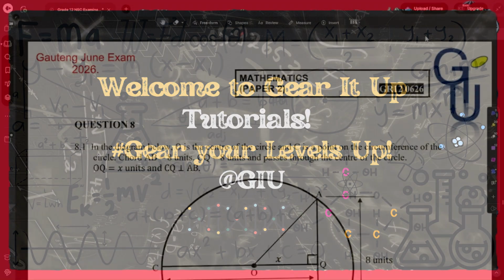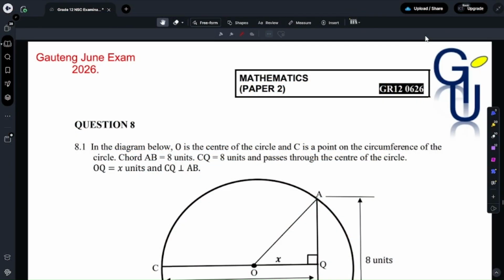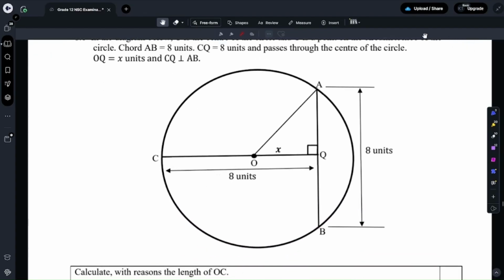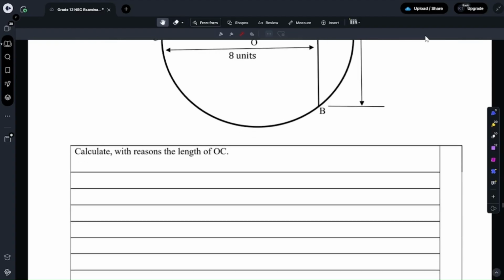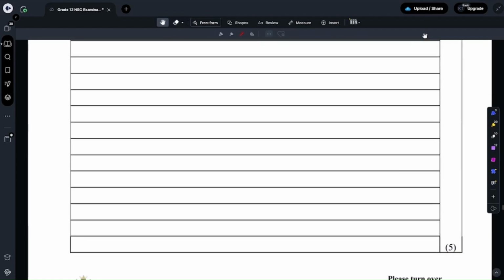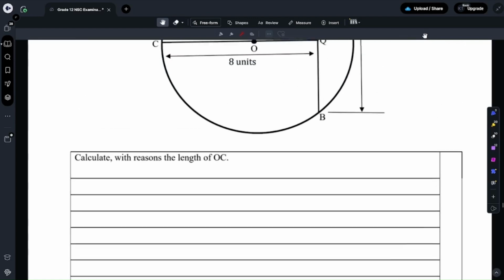In today's video, we will be solving a grade 12 mathematics paper 2. So this is question 8 of Gauteng Junior Exam 2026. We are given a statement, a diagram, and we are asked to calculate with reasons the length of OC for 5 marks. So just keep that in mind.